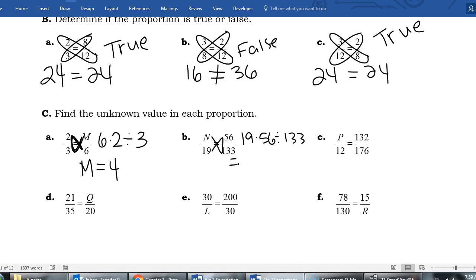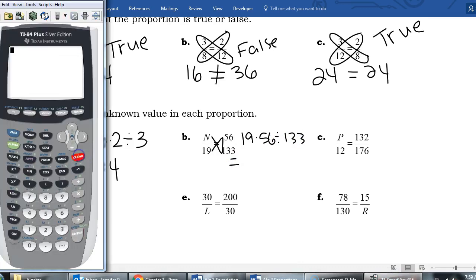Those are some larger numbers, so I'm going to rely on my calculator to do this one a little faster rather than write those out the long way. 19 times 56 divided by 133 is 8. N is 8.